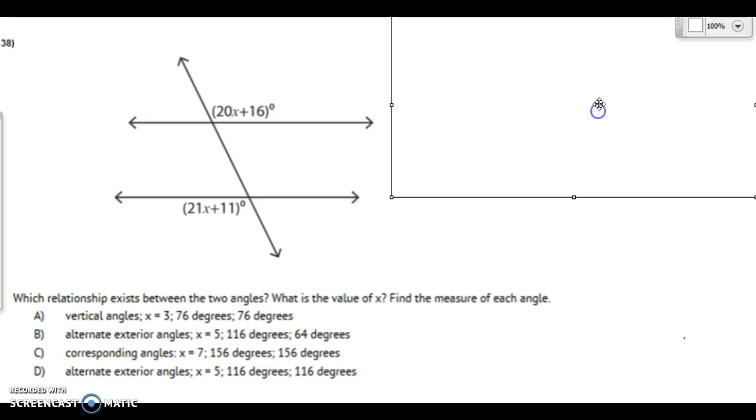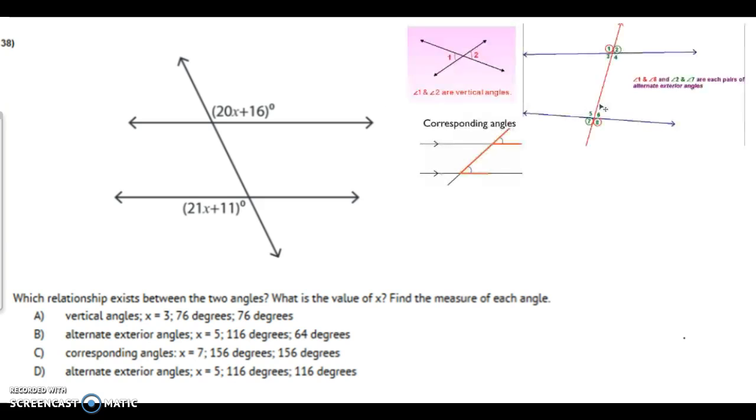So let's look at each of those. Vertical angles, the way I always learned to remember them, they were kissing V's. In other words, at the point of each vertex, they share the same vertex. So these are not vertical angles, and we can go ahead and cross out the vertical angle option.